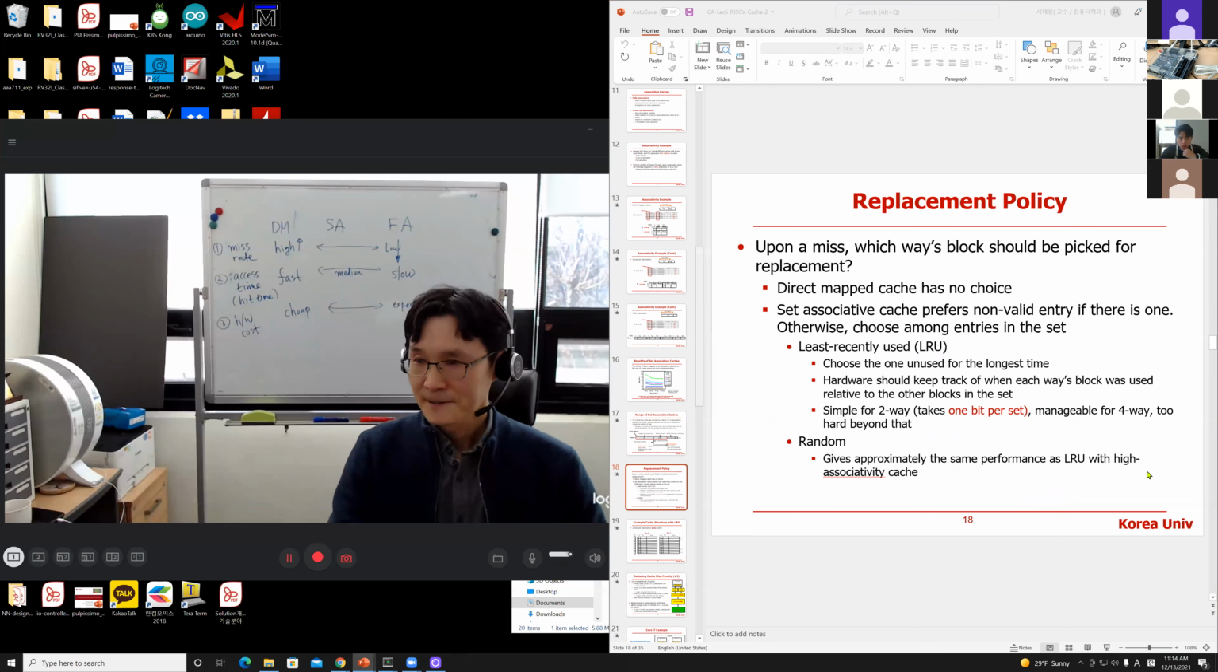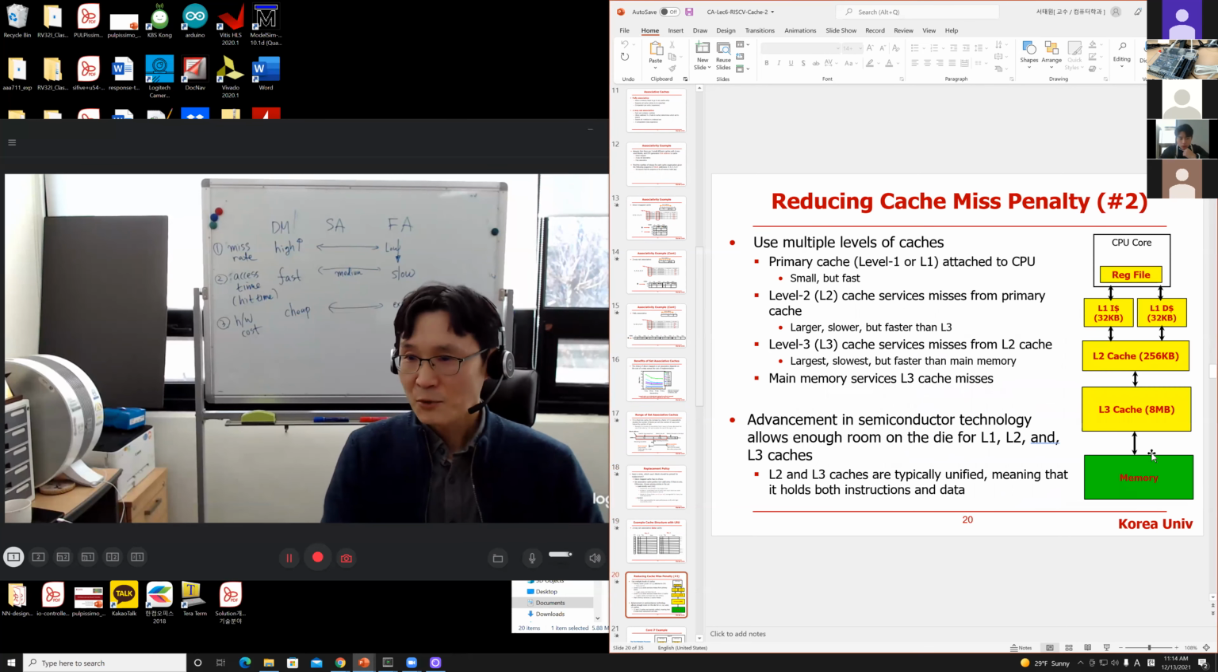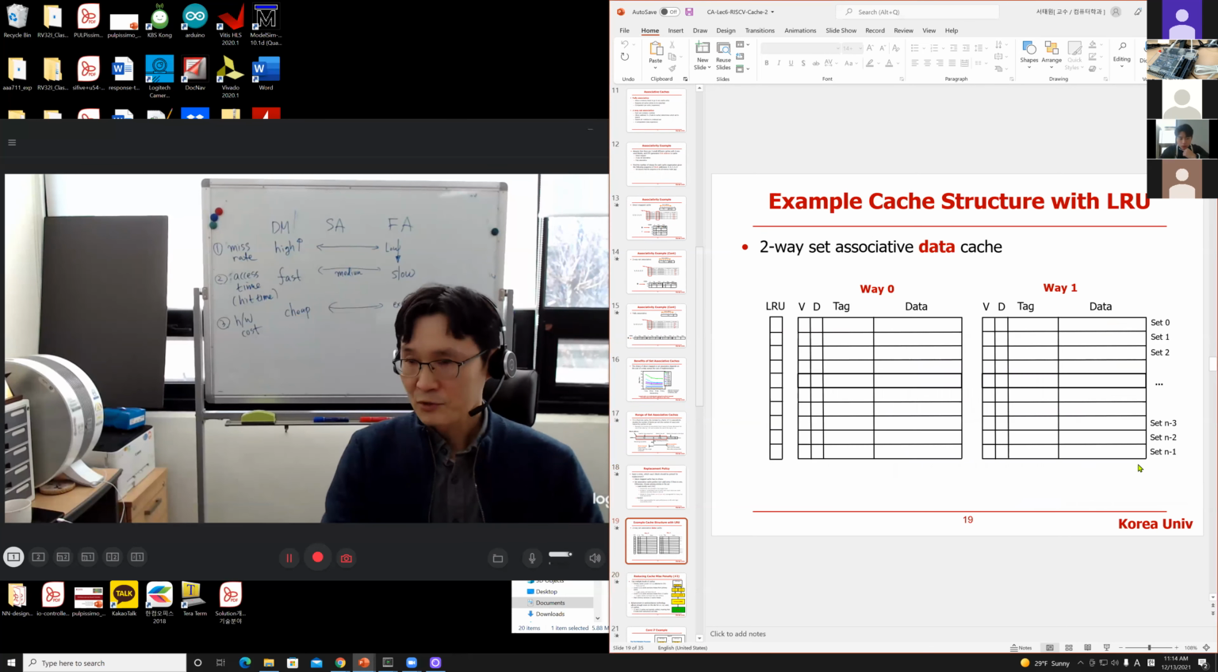Okay. Last one I want to talk about is this one. If you go back to the equation, the average memory access time, how to reduce miss penalty.